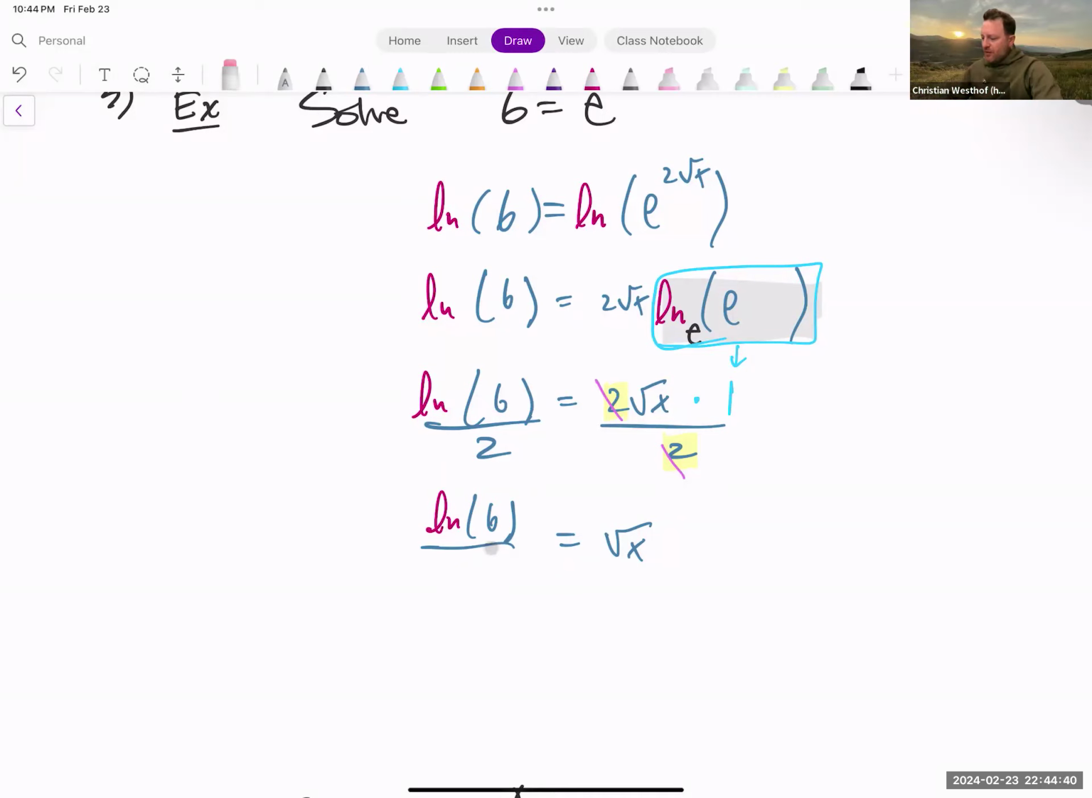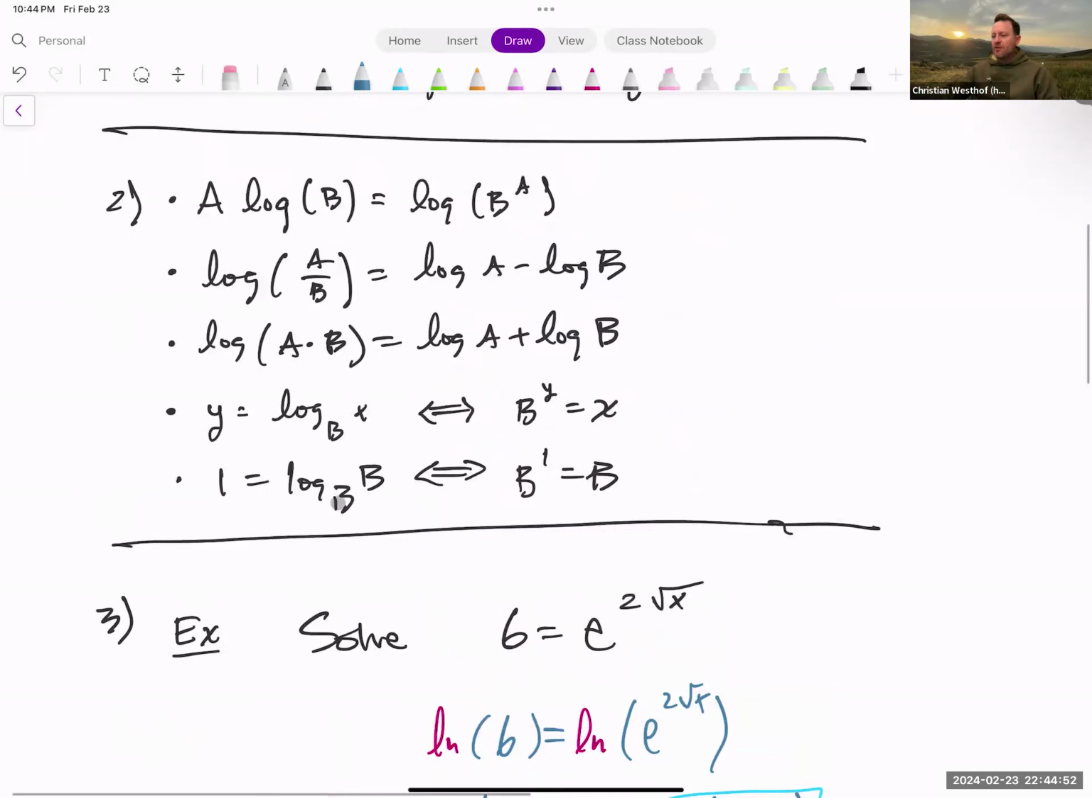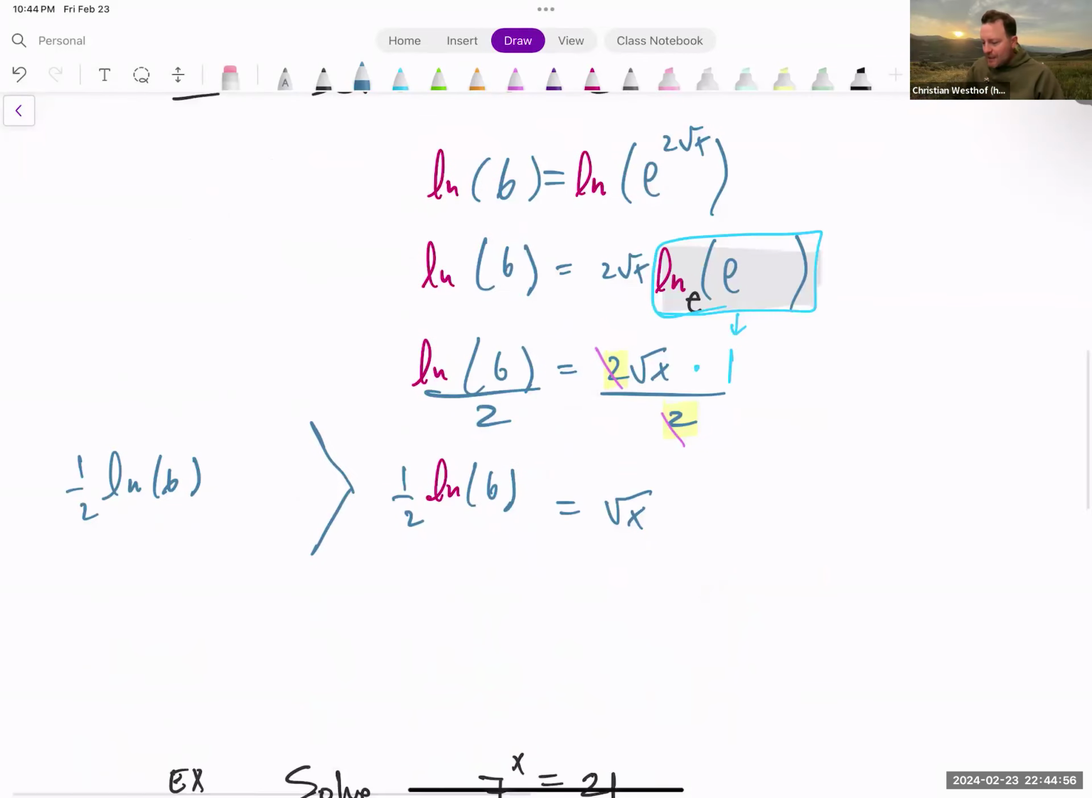Currently, this is no different than 1/2 natural log of 6, which with our log rules, incidentally, just to say, that first rule says the coefficient can become the exponent on the input. So this is the same as natural log of 6 to the 1/2, or natural log of root 6. It would not be natural log 3.